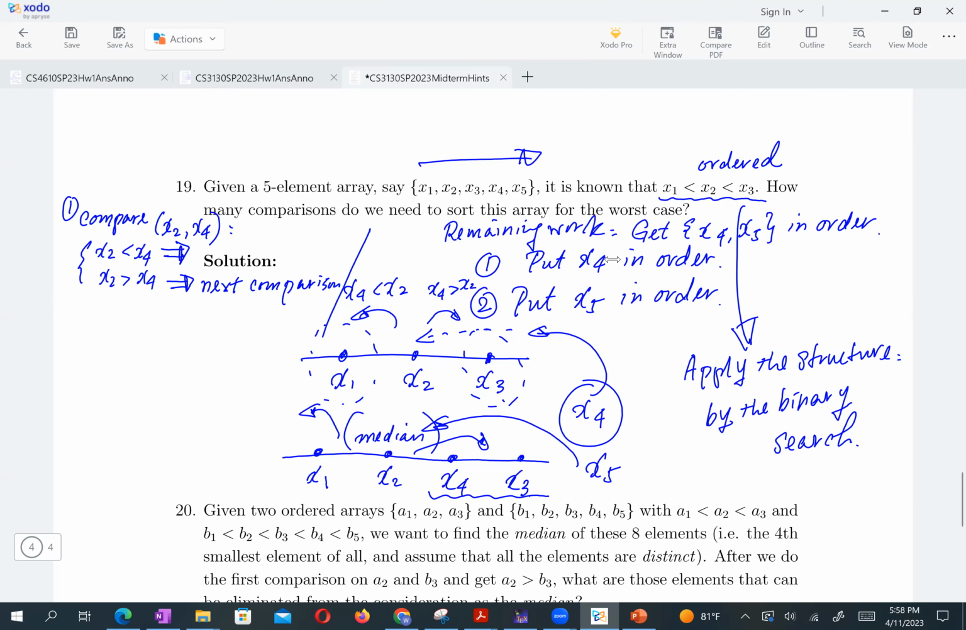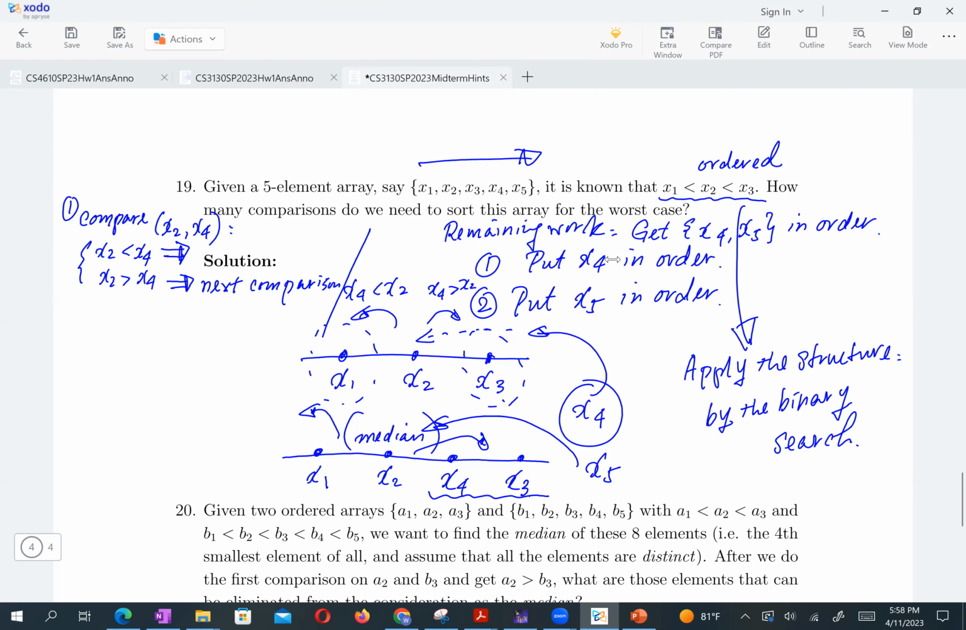Because if you follow this comparison order, you can get a minimum number of comparisons. If you do not follow this order, you may use more than the necessary number of comparisons. If you compare with x1, you need to use more comparisons.